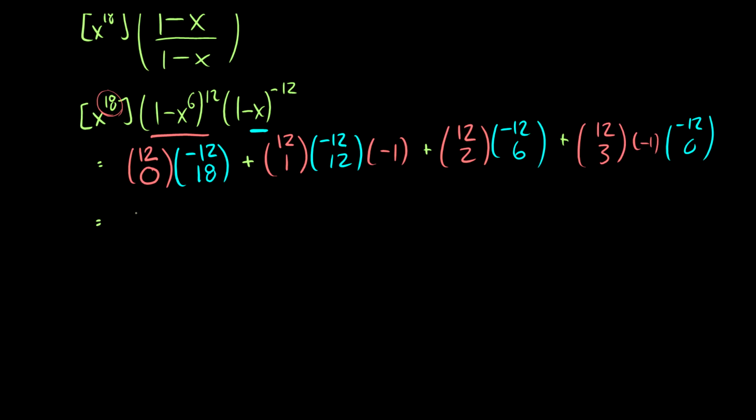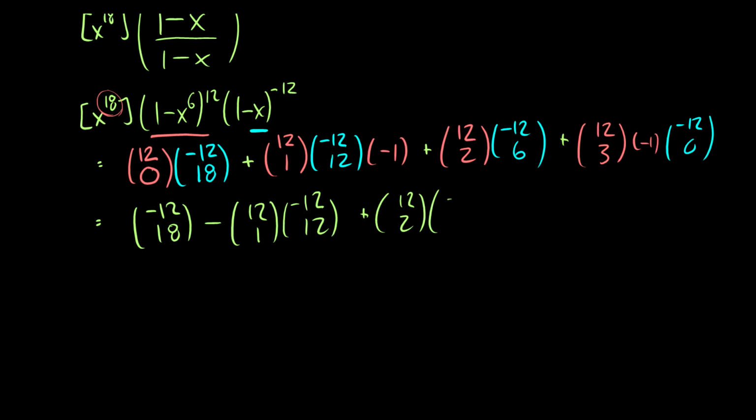So now we can do some simplifying. Well, 12 choose 0 is just 1, so we have -12 choose 18. We're going to subtract 12 choose 1 times -12 choose 12. We'll add 12 choose 2 times -12 choose 6, and then we'll subtract 12 choose 3, and -12 choose 0 is just 1. So we can simplify this further.